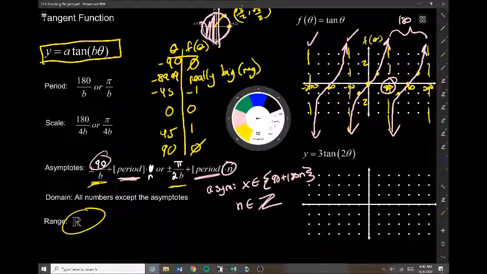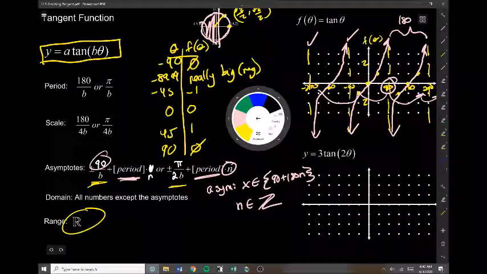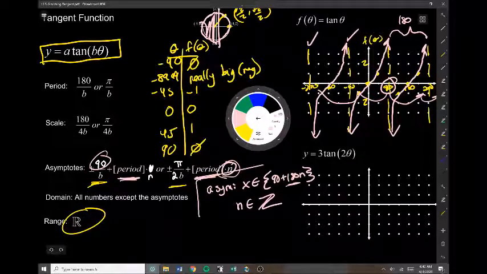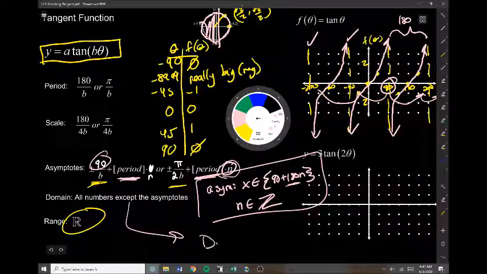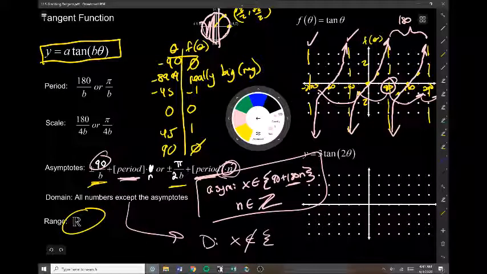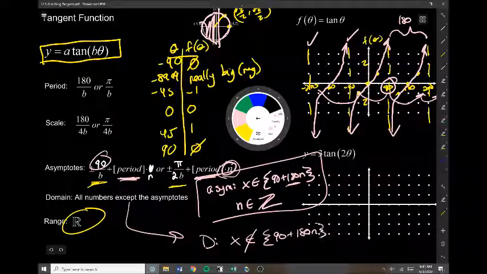So it could be 90, or it could be 90 plus a 180, or 90 plus two 180s, or 90 minus one 180, or minus two 180s. It's always going to be a change of 180 because 180 is the period, and we don't know how many periods we're stepping. So this is how you'd find all the asymptotes. That also means that our domain is everything except the asymptotes. So the domain is the same exact thing, only with a slash through it. X is not in the set 90 plus 180n, where n is any integer.